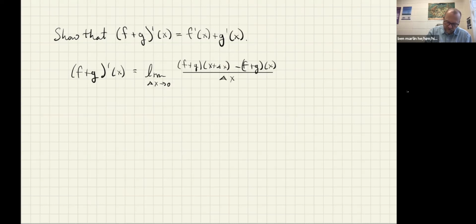Okay. Now we have a limit as delta x goes to 0. We have to think about what f plus g of x means. All it means is f of x plus delta x plus g of x plus delta x, minus f of x and minus g of x.